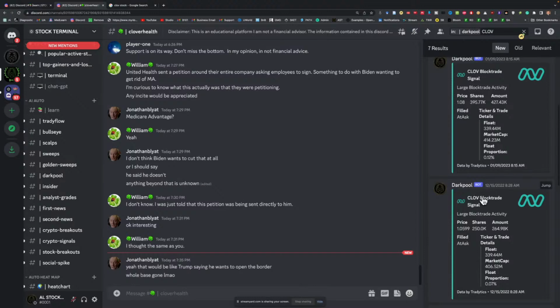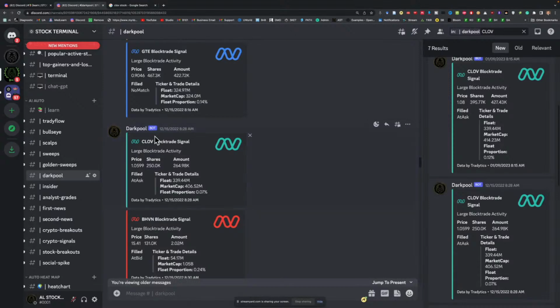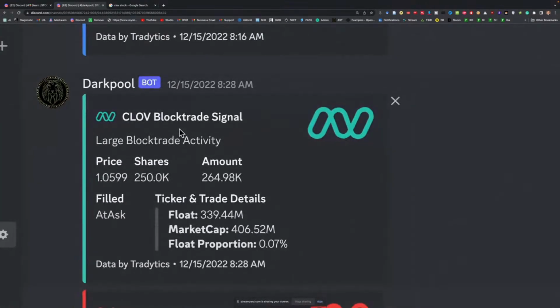But back on December 15, right here, we had a CLOV block trade, okay? And there was a nice signal because we got a large block trade. Someone in the dark pools had an amount of 264,000 shares. Now, it may not be a lot. Well, what is $250,000, right? In conjunction to companies that I usually look at, which are in the $1 billion range or sometimes in the trillion.